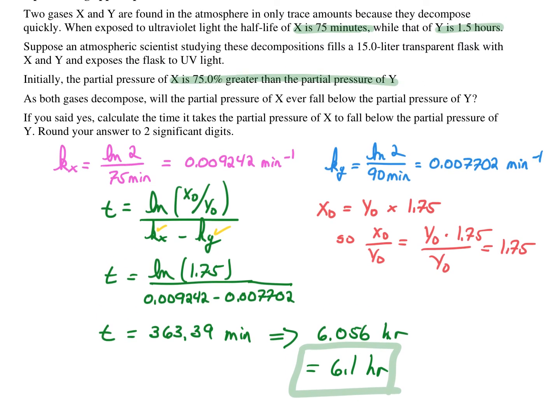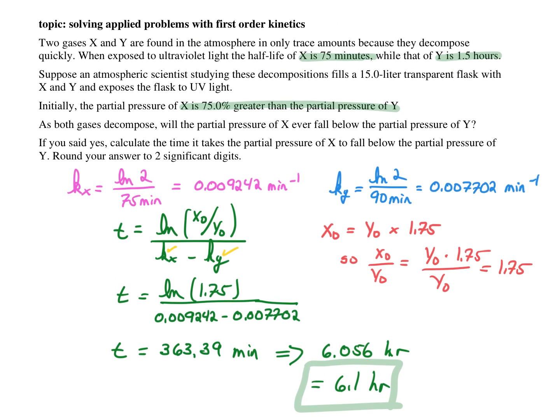Let's review what we've done here. We started out with two gases, x and y, and we had more gas x than we had gas y. But because x decomposes more quickly, eventually we would reach a point where there was less x than y. So we set up a ratio of x to y to determine when that time was. Beyond 6.1 hours, there will be less x than there is y.